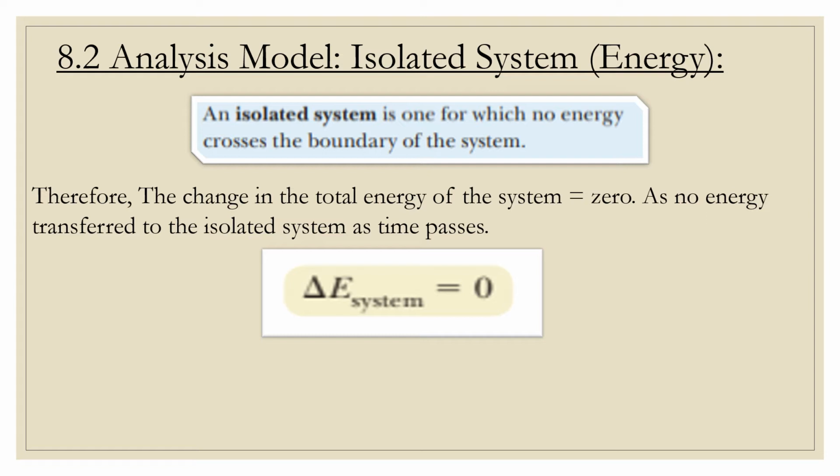So I have no interaction with the environment, so my total energy will stay constant as time passes, therefore there is no change, and therefore the change in the energy of the system is equal to zero. I know that's simply clear. I hope you get with me. So let's go to the next slide.